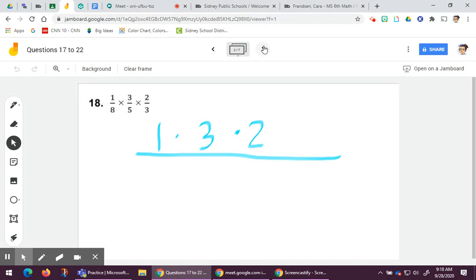Now, the denominator of the first fraction was an 18, right? So an 18 is 2 times 3 times 3 in its prime factor form. 5 is prime, and 3 is prime.